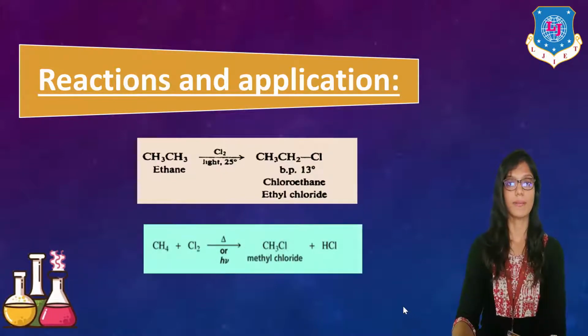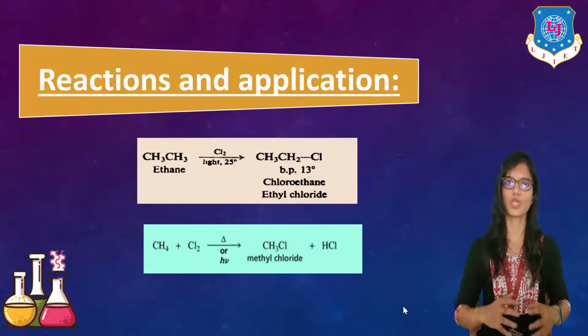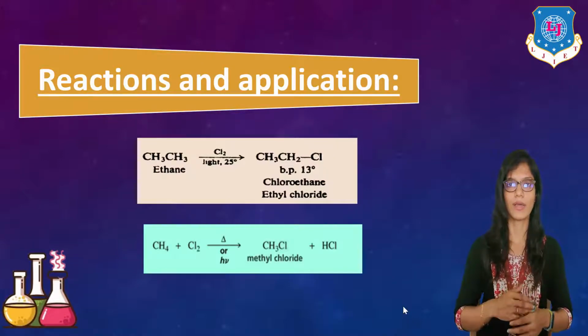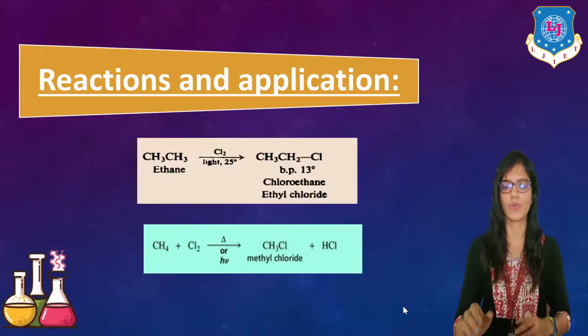Let's take another example. CH4 reacts with Cl2. We provide heat to the reaction, or the reaction is carried out in the presence of light. At that time it gives rise to CH3Cl plus HCl. So again, H is substituted by Cl, and the H which is removed will combine with Cl.